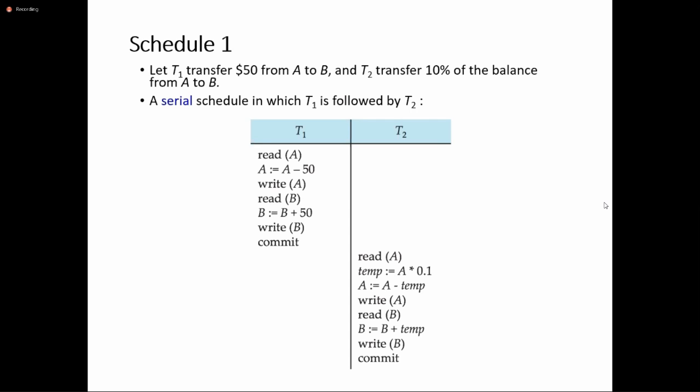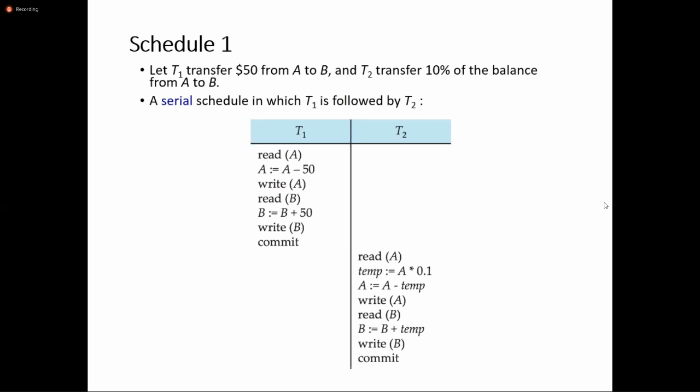This is the instruction given: let T1 transfer $50 from A to B, and T2 transfer 10% of the balance from A to B. Now here T1 is the first one; it reads the balance of A, then deducts $50 from the balance.